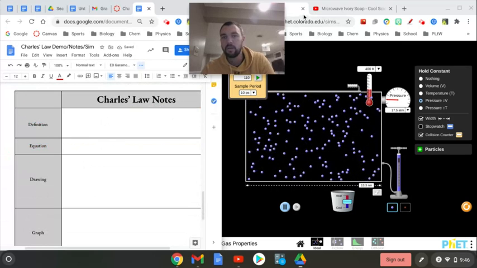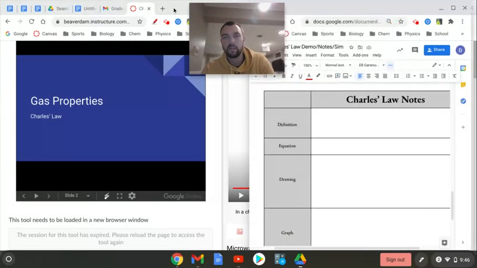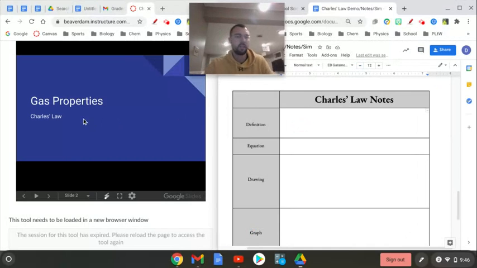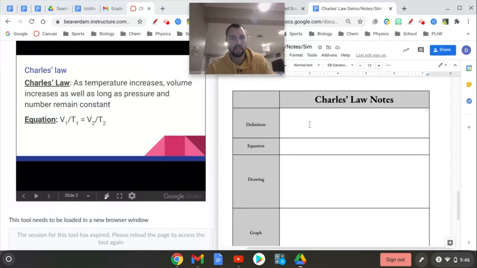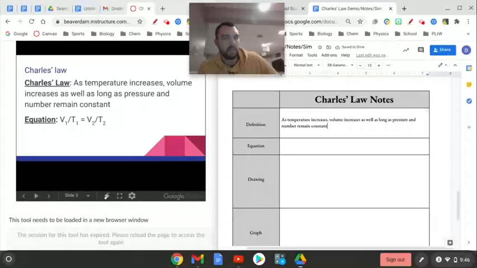Okay, now we can go to the notes. So I'm going to close this off and move this over here. Now let's take a look at the notes. Charles' law, definition. As temperature increases, volume increases as well, as long as pressure and number remain constant. So if we don't add particles or take particles away from a sample of gas, and as long as we keep the pressure constant, the way we can keep pressure constant is if we have a flexible container.